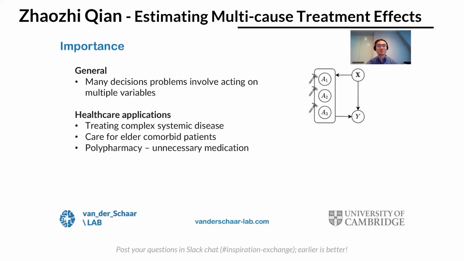As another example, polypharmacy, or unnecessary usage of medication, is very common in current medical practice. An important step to tackle polypharmacy is to understand the incremental effect of a drug in the presence of other drugs.